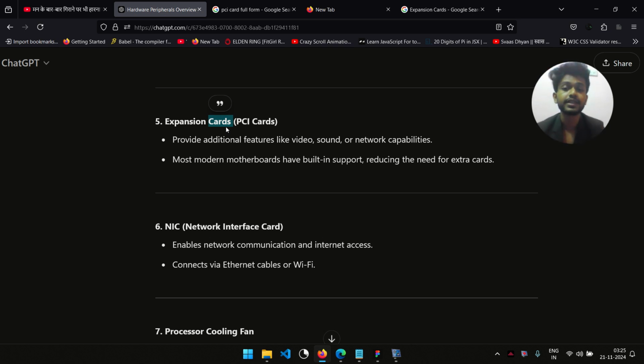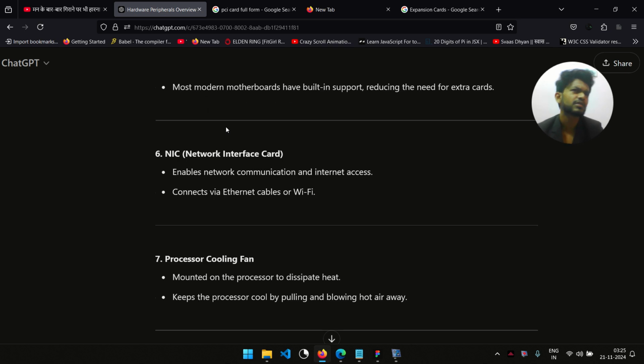PCI, you know what they are, right? They provide extra capability. NIC is also like that, but it provides more network capability, ETH0 and LAN0.